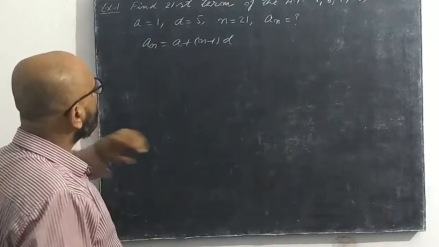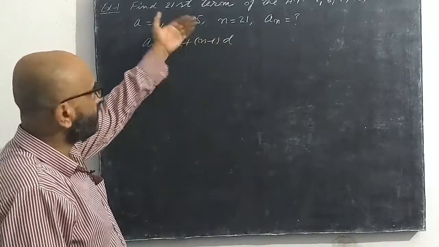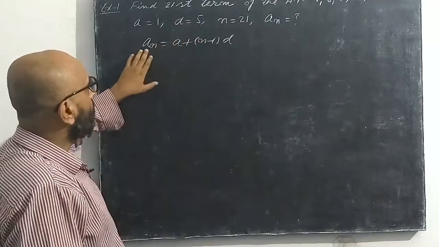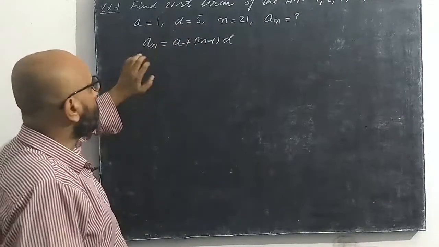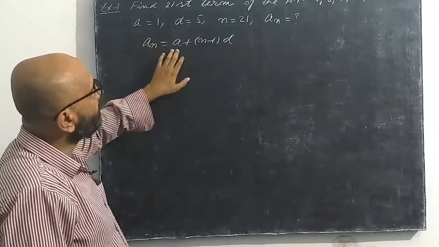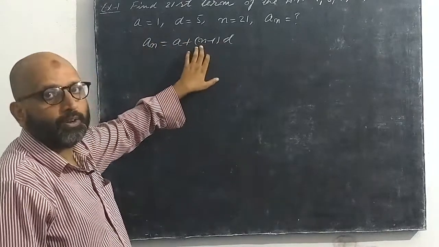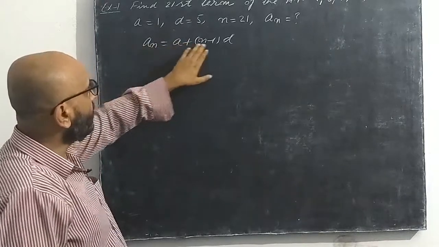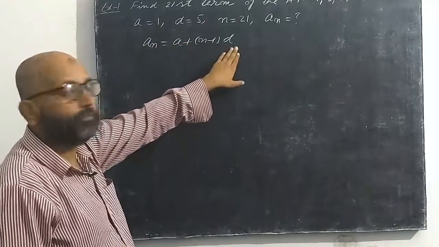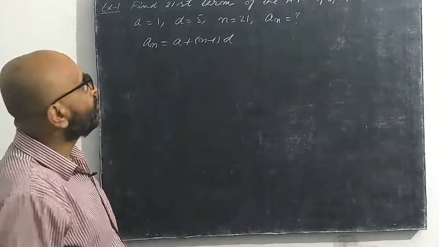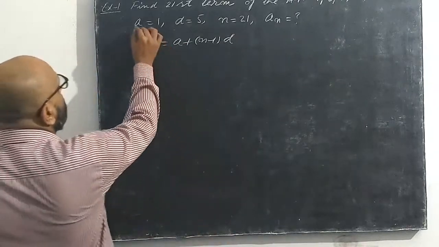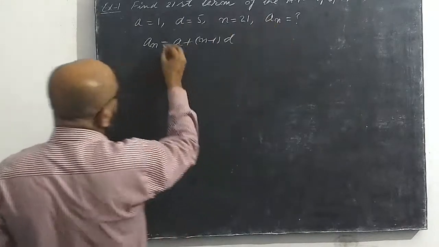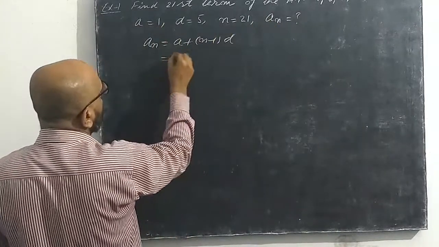So sometimes in the examinations these 3 are given as in this question, a, d and n are given and we have to find out an. Sometimes an is given, a is given, d is given, and we have to find out n. Sometimes an, n is given and we need to find out d. So in this question we have a, d and n and we have to find out an. So simply we have to substitute these values in the formula.